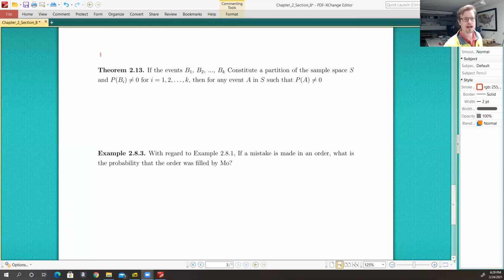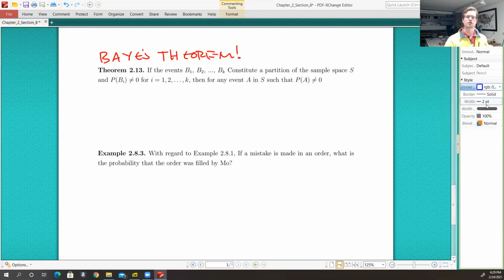So this is, in fact, Bayes' theorem. All right, so if the events B1 through Bk constitute a partition of the sample space S, same thing as we had in the last theorem, and the individual probabilities are not equal to 0, same thing as the last theorem, then for any event A in S such that the probability of A is not equal to 0, so here we're assuming that we can find the probability of A and that it is not 0, then the probability of one of the events Br occurring, the probability that Br occurs given that A has occurred.